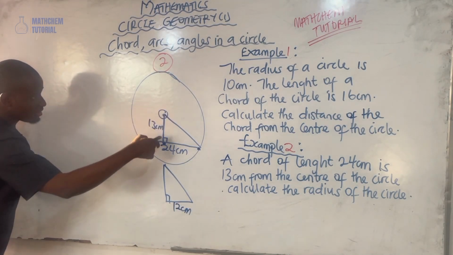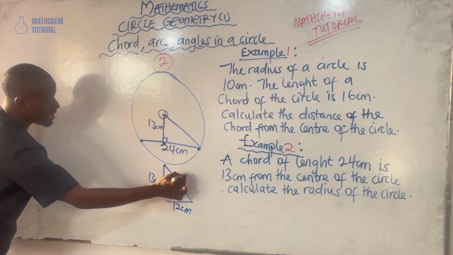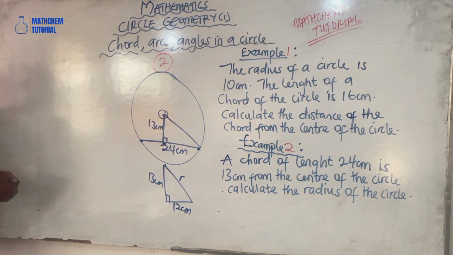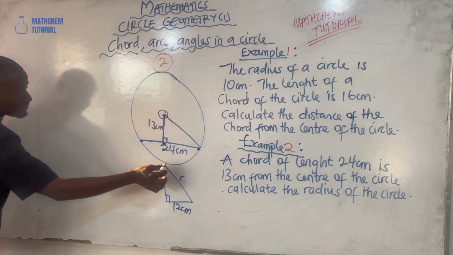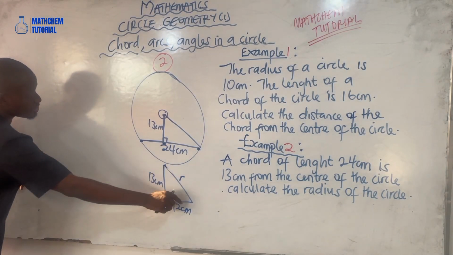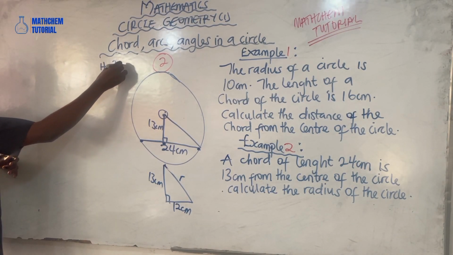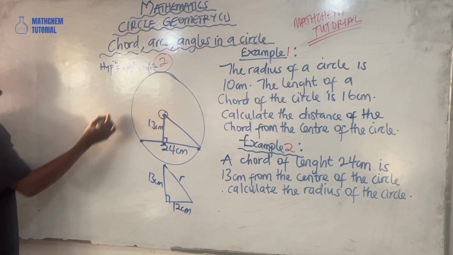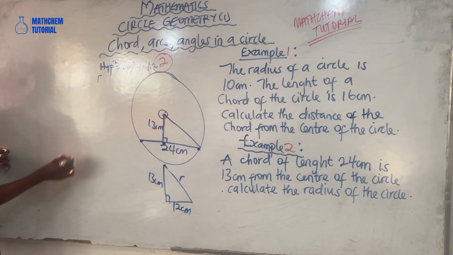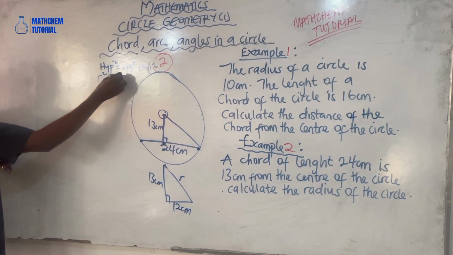This length here from the center to this place is 13 centimeter, and we are asked to look for here. Let me name this one R. So this is a right angle triangle. We are still going to use Pythagoras theorem to solve this value, to know the value for the radius of the circle. So by still saying the hypotenuse square equals the opposite square plus the adjacent square. So the hypotenuse square is unknown. Let me represent it as R square equals 13 square plus what?